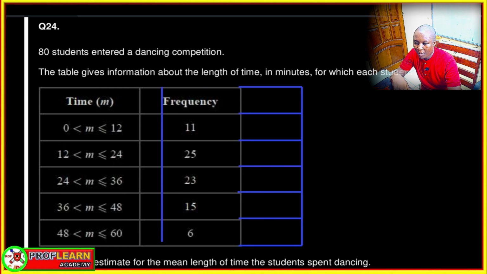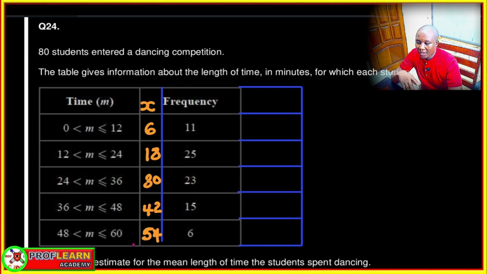So the midpoint will be 0 plus 12 divided by 2, that will be 6. 12 plus 24 divided by 2, that's going to be, let me just check, 12 plus 24 is 36, divided by 2, that will be 18. And then this is going to be 30, this is going to be 42, this is going to be 54.